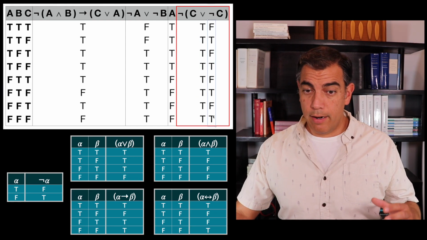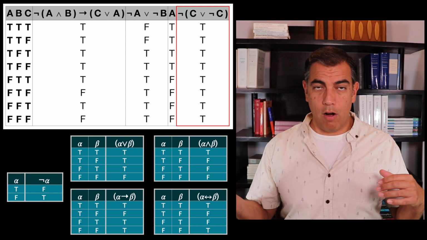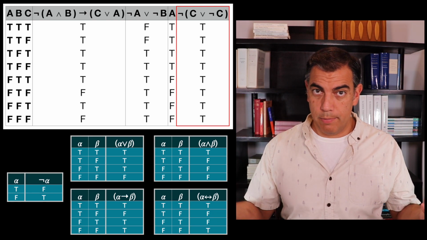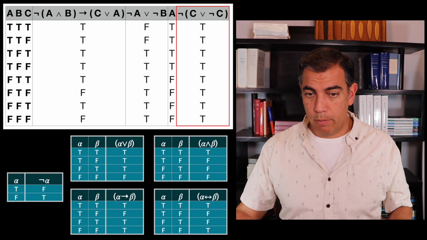And just like we thought there, either C or not C is always going to have to be true. So that's always got to be true. Now we're negating that. So we're negating all those trues. They're all going to be falses.